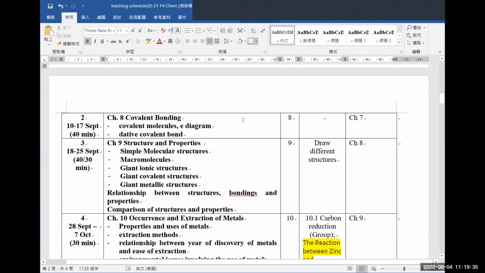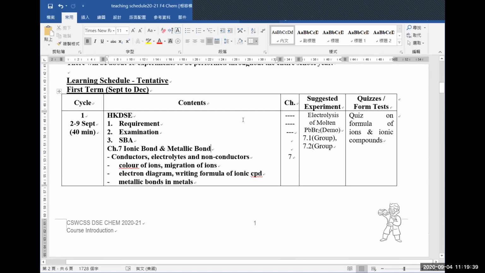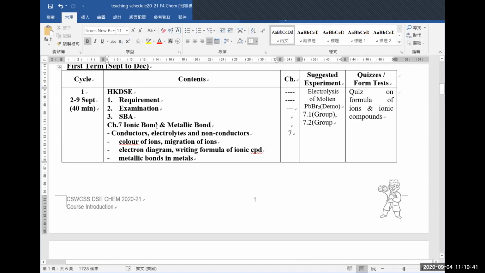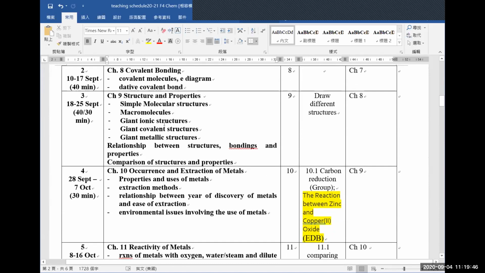And later on, before the uniform test, we mainly focus on textbook 1B, which is bonding and structure. So you may see ionic bond, metallic bond, covalent bond, together with different structures: simple molecular structure, macromolecules, giant ionic, giant covalent, giant metallic, and try to relate this to the properties of the substances. Somebody will make up puzzles, so what is that? You will know it soon.